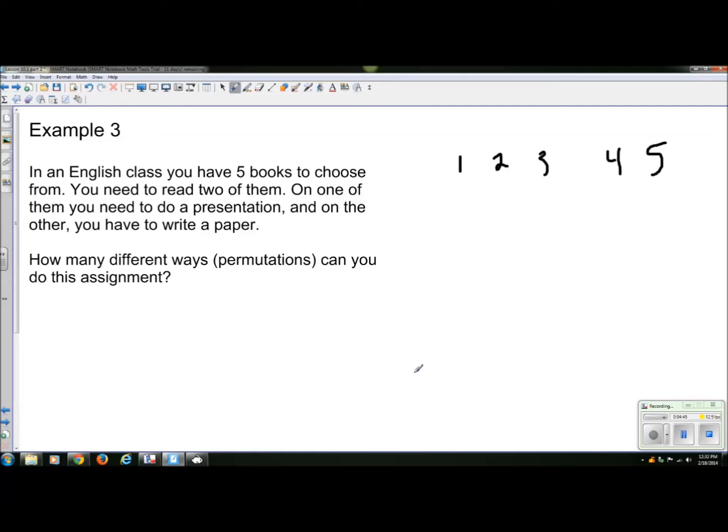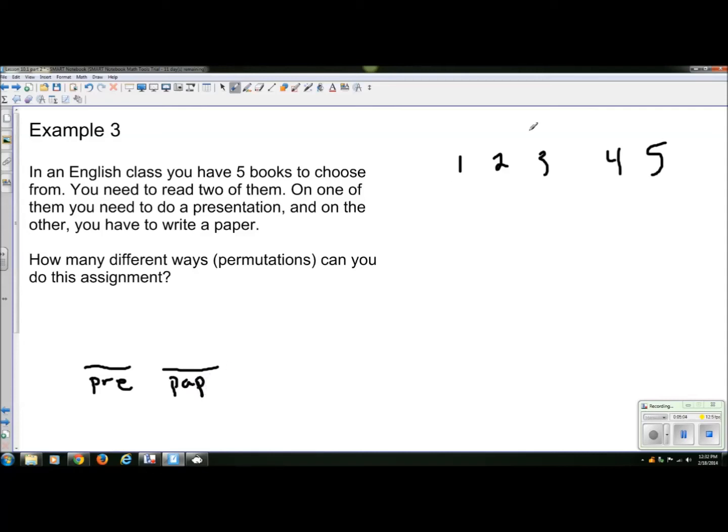We need to read 2 of them. On one of them we need to do a presentation. So I'm going to put a slot here and write pre under it for presentation. And then I'm going to put another slot here, and I'm going to put PAP for paper. So what goes in these slots are these numbers, right?